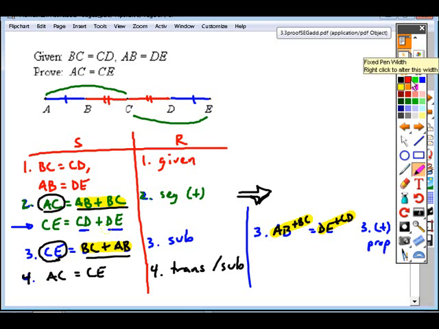And so what I could then do is finish my proof by replacing this expression with AC, this expression with CE. And so by, again, just replacing is the process of substitution. So by simple substitution, I would be able to get my statement as well.